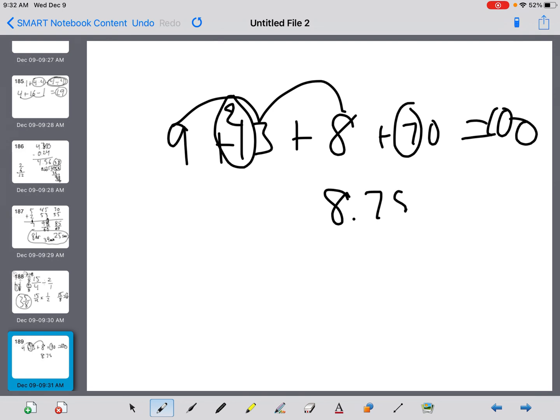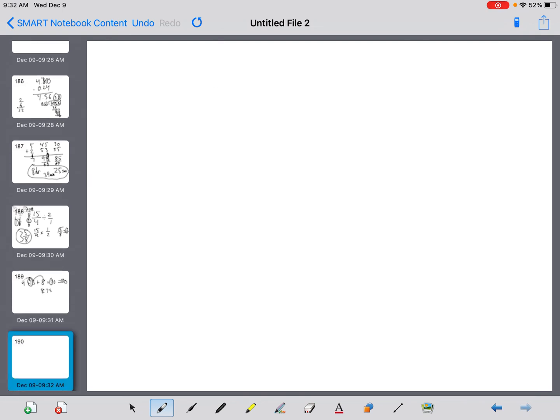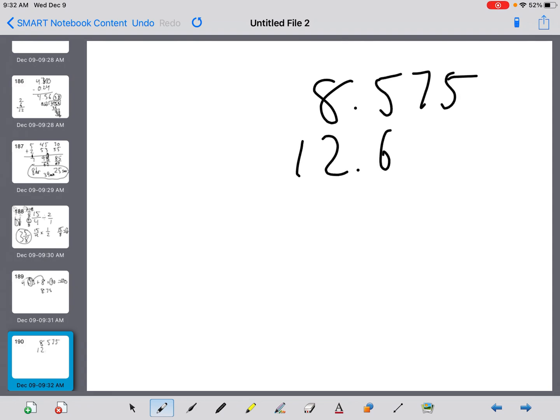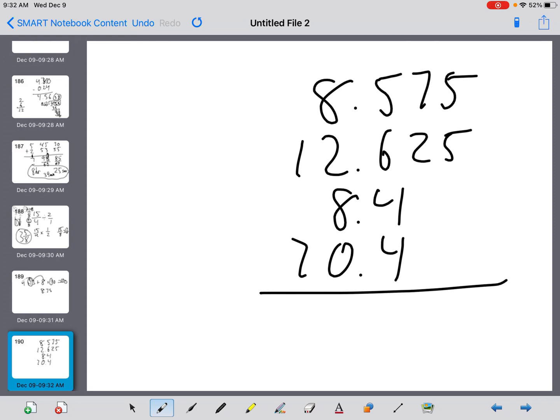Now I have to do the real deal, guys. So I got 8.5. Oops. I'm going to write on a new piece of paper. I have 8.575. I have 12.625. I have 8.4, and I have 70.4. Notice how my decimals are lined up.